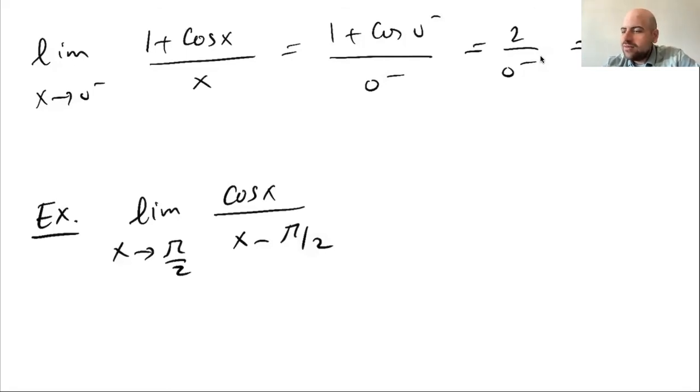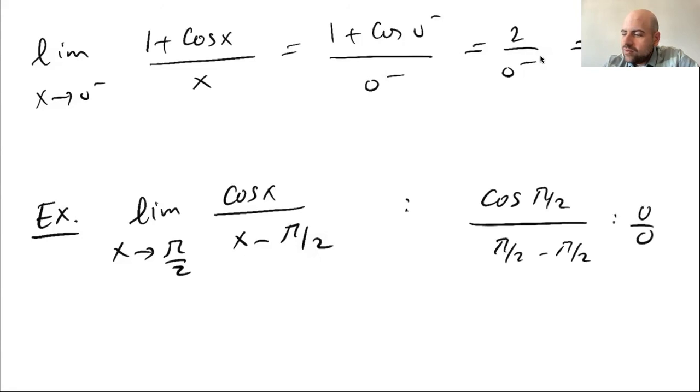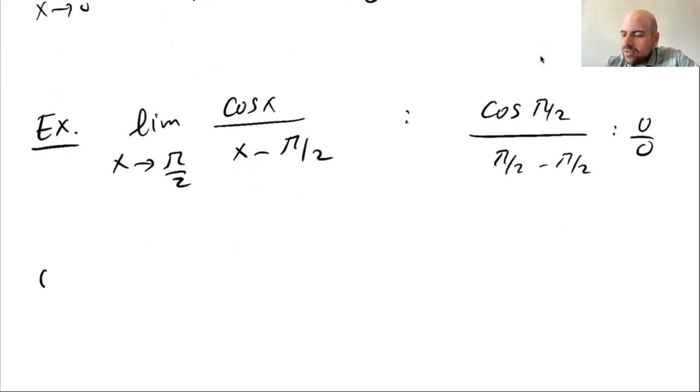Let's see what happens. If we replace x with pi half, we get cos pi half divided by pi half minus pi half, and this is 0 over 0. Again, indeterminate. Needs simplification.